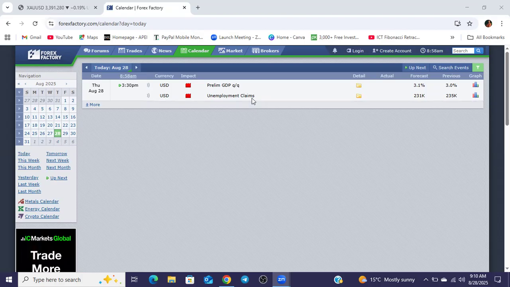And with that also, we are looking at the unemployment claims at 3:30, the same time as well. And we know when we have a rise in unemployment claims, it's negative for the dollar. When we have a decrease in unemployment claims, it's positive for the dollar. Apart from that, we don't have anything else that is high impact in terms of the dollar index.